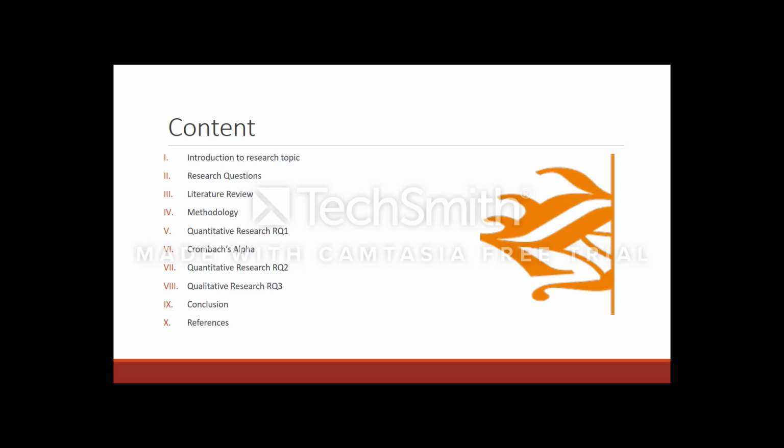We can see that the first research question belongs to a quantitative research, which is tested with Cronbach's alpha for reliability and validity. The second research question belongs to another quantitative research analysis. And lastly, the third research question belongs to a qualitative research. In the end, we draw a conclusion from this and provide you with an overview of references.